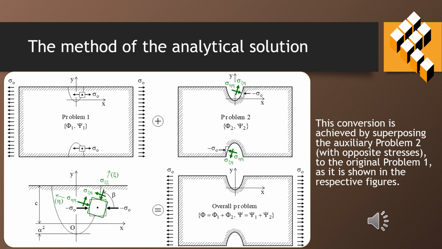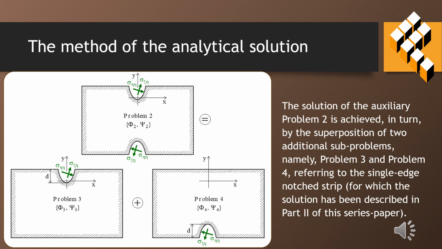This conversion is achieved by superposing the auxiliary problem 2 with opposite stresses to the original problem 1, as shown in the respective figures. The solution of the auxiliary problem 2 is achieved by the superposition of two additional subproblems, namely problem 3 and problem 4, referring to the single-edged notched strip, for which the solution has been described in Part 2 of this paper series.